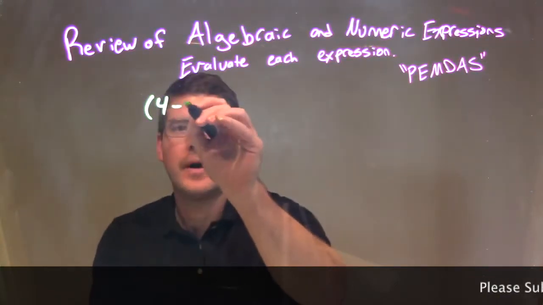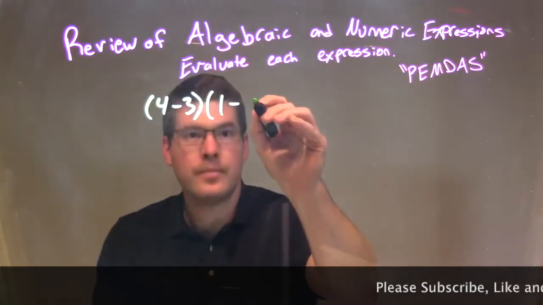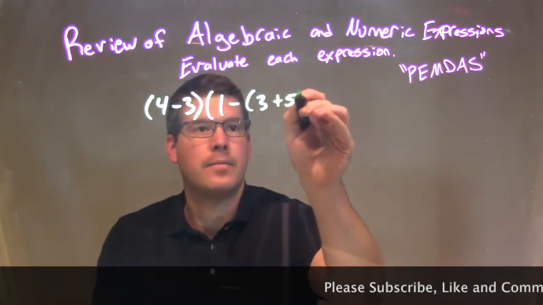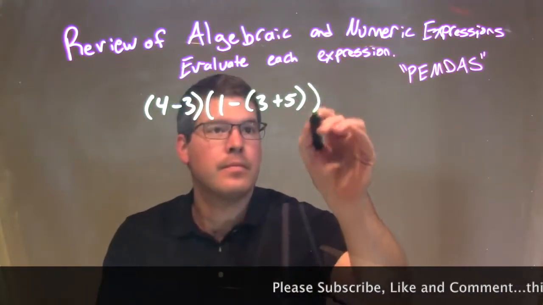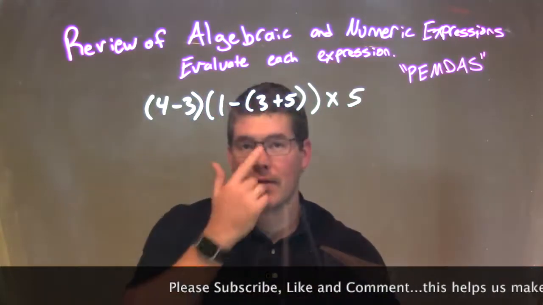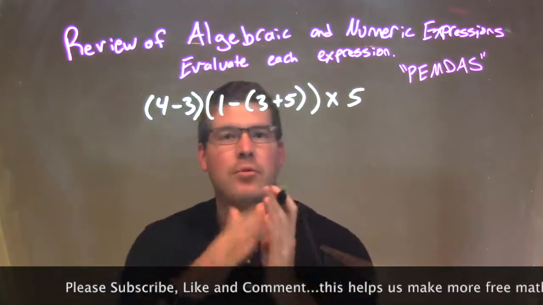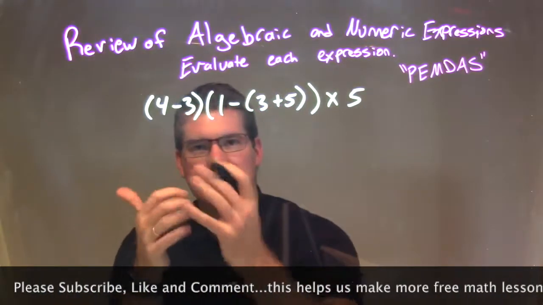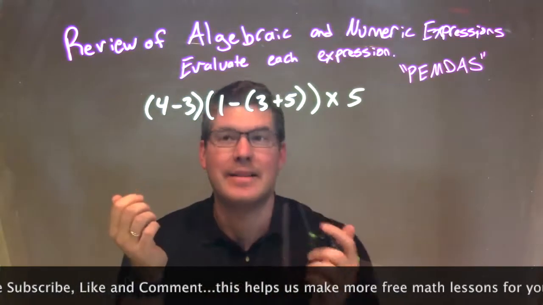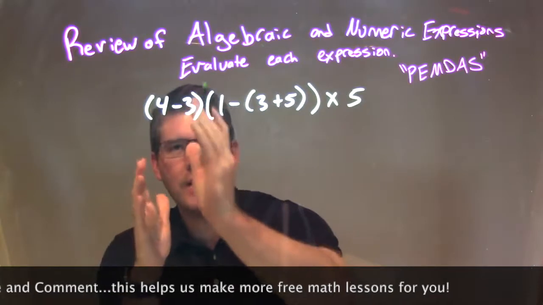4 minus 3 times 1 minus 3 plus 5 times 5. So we have a lot of parentheses going on here. So we're going to start from the most inside parenthesis, or if there's something on the side, just in its own parentheses. So we're going to be doing stuff like that. Parentheses come first. So I'm going to deal with this parenthesis. It's isolated, it's by itself.